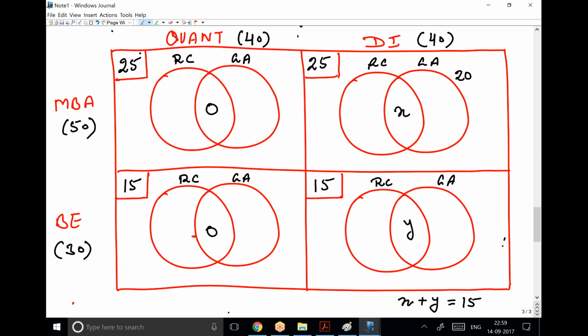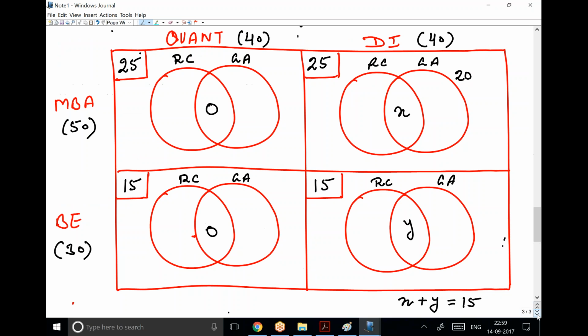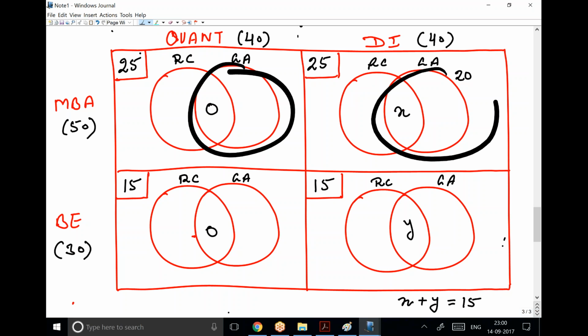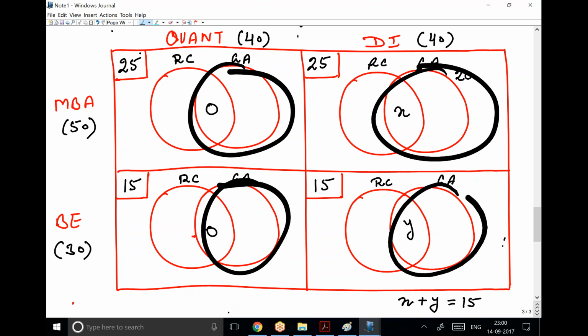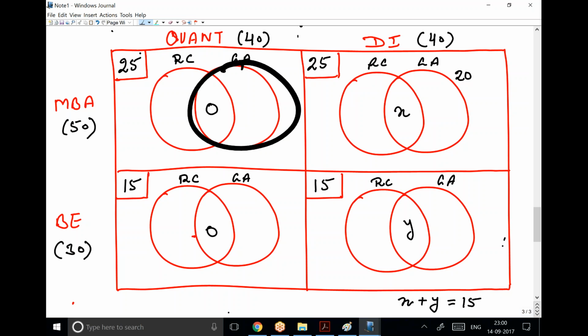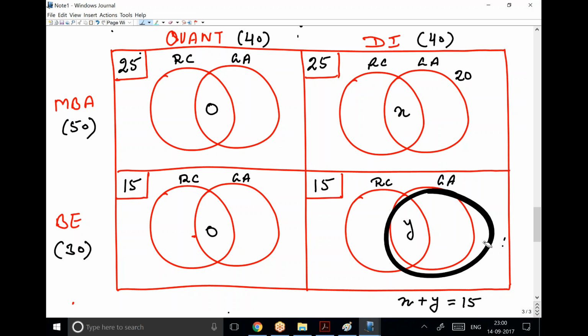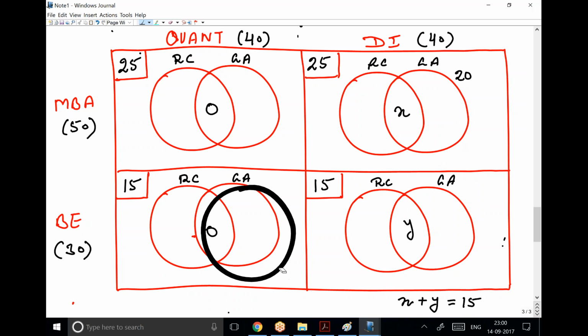So x plus y is equal to 15. Now look at the last information of the caselet. They are saying 45 professors are having good academic record. So what exactly are they saying? Good academic record 45. That means this plus this plus this and plus this comes out to be 45. So this summation is equal to 45 because they are having good academic record.